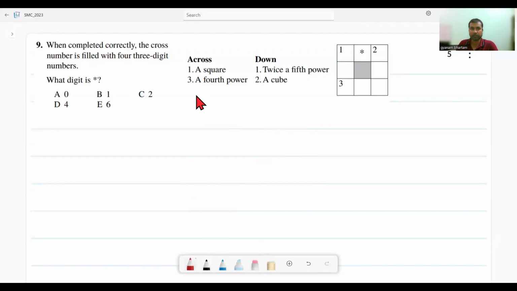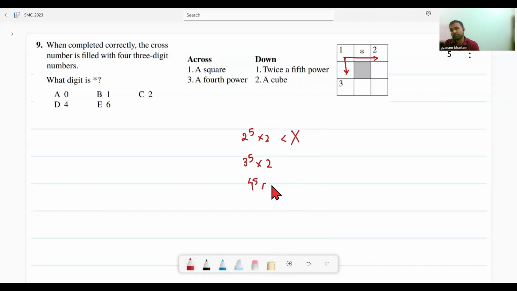Okay, we'll start with question number 9. Now across, this is the box given when completed correctly. Okay, these are the information across: one cell, second cell, then two cell, and third cell. With one cell it is given that it should be a square, and it should be twice the 5th power. If you take 2 to the power 5 and twice it, it is less than 3 digits. If you take 3 to the power 5 with 2 and 4 to the power 5 with 2, 4 to the power 5 with 2 is more than 3 digits, so this is not possible.